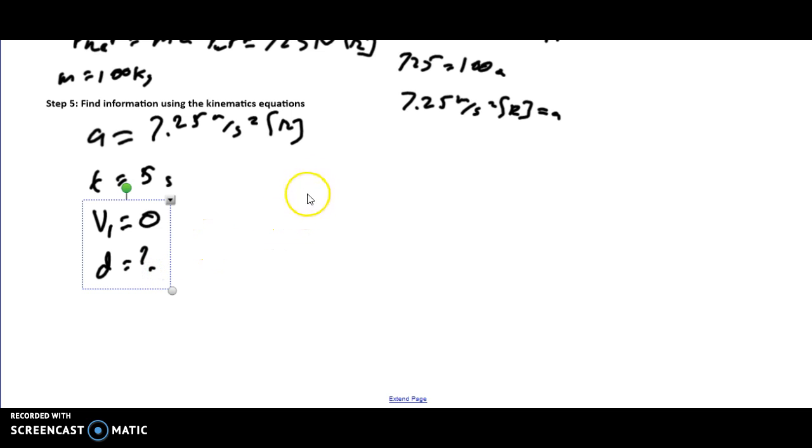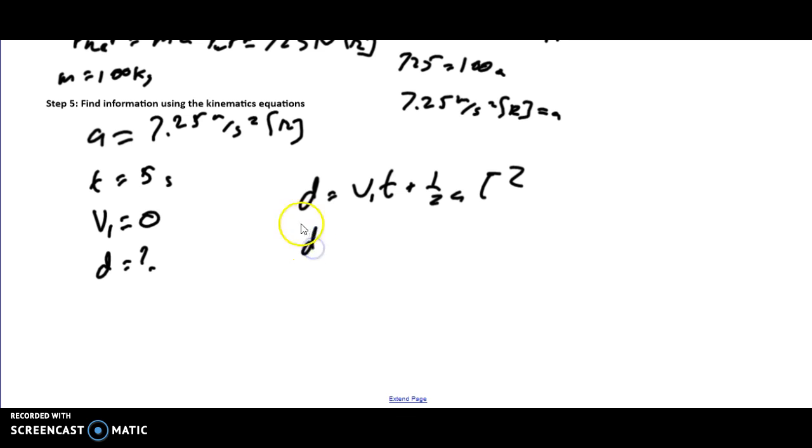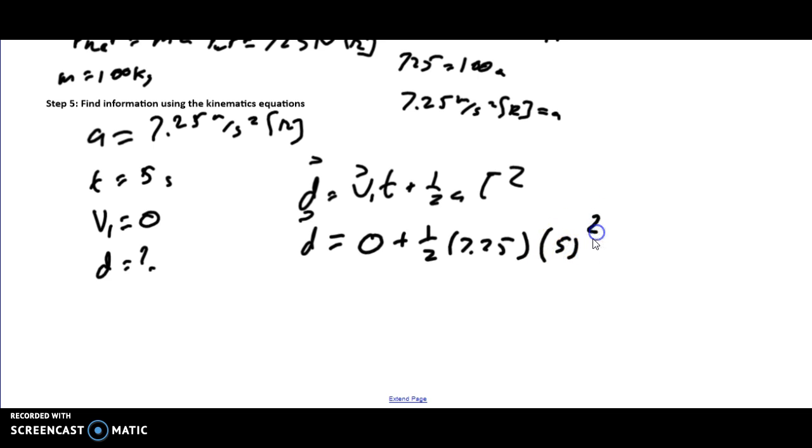There's only one equation that fits all these things, and that's d is equal to V1t plus 1/2 at squared. We plug our numbers into here. So 0 plus 1/2, 7.25. And I didn't bother calculating the V1t because I know anything times 0 is going to be equal to 0. Which means that my displacement is equal to 90.6 meters to the right.